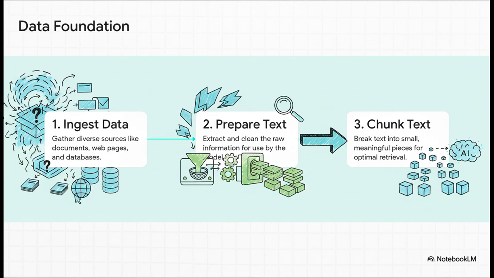First, we ingest the data. We gather up all our product manuals, company FAQs, databases, whatever is relevant. Second, we prepare it, clean out all the junk. But it's this third step, strategic chunking. That's the secret sauce. We have to break all that text down into small, digestible, meaningful pieces. This is absolutely vital for the AI to find what it needs, and fast.